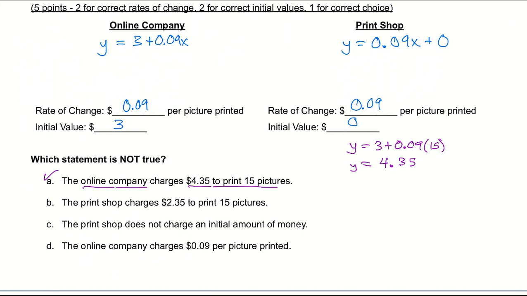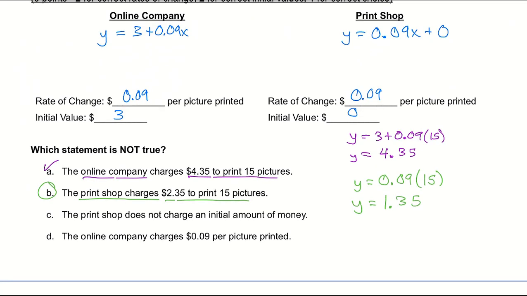The print shop charges $2.35 to print 15 pictures, okay? So I'll use the print shop, which is 0.09 times 15, plus 0 if you really want to, but you don't need to. This is $1.35. Okay? So I mean, that's not the same thing. So this was wrong, which means that this is actually the correct answer. These checks and circles are going to be so confusing, so I apologize.